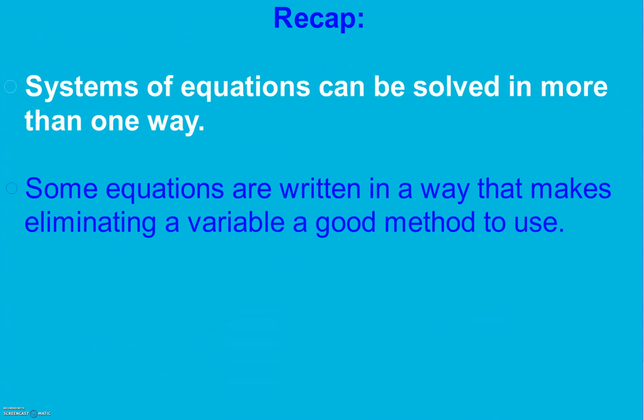A real quick recap here over the first half of section 6.3. Systems of equations can be solved in more than one way, and some equations are written in a way that makes eliminating a variable a good method to use. And that's all here for the first half of section 6.3.